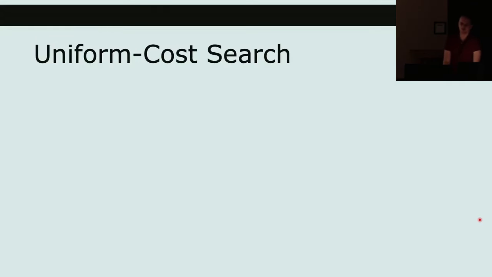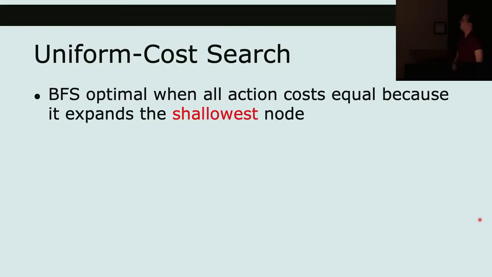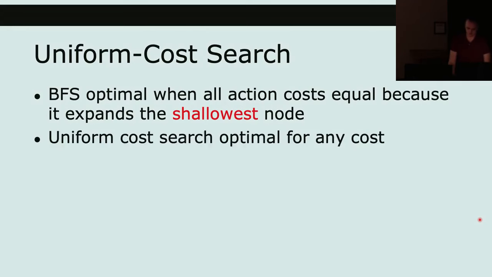Uniform cost search. This is the next algorithm that we're going to look at. You may have expected depth first search, but I tricked you. Okay. So BFS is optimal when all action costs are equal, because it expands the shallowest node first, the next thing that we put into the fringe.